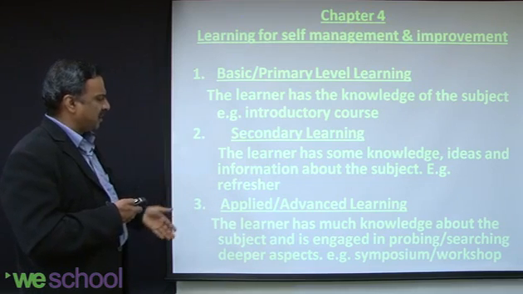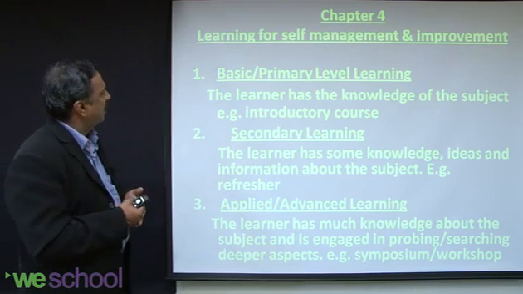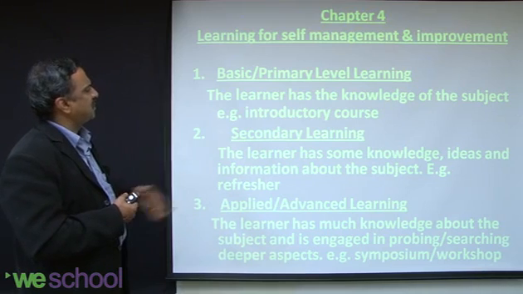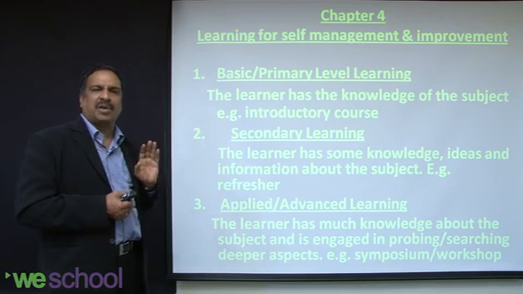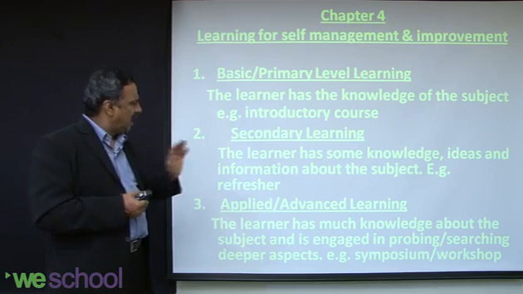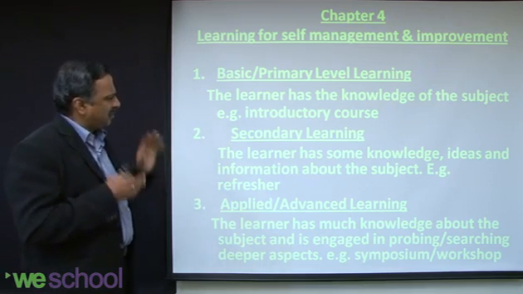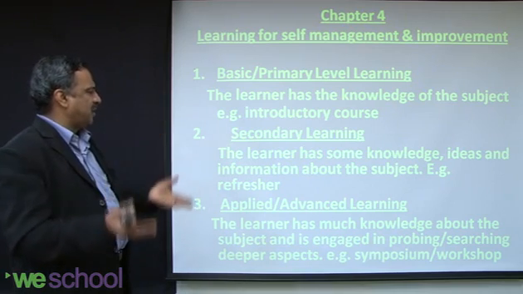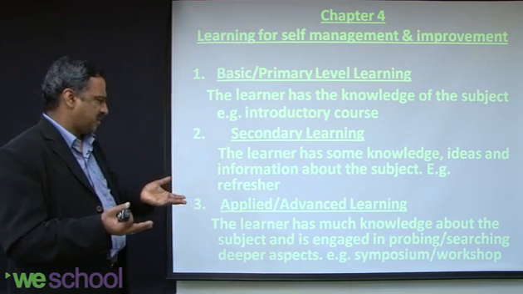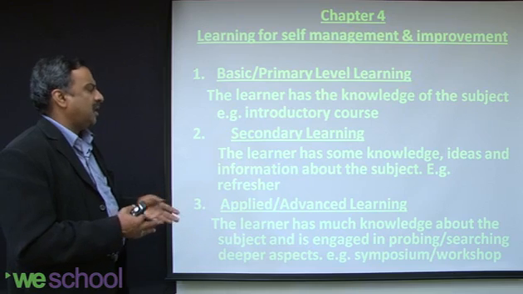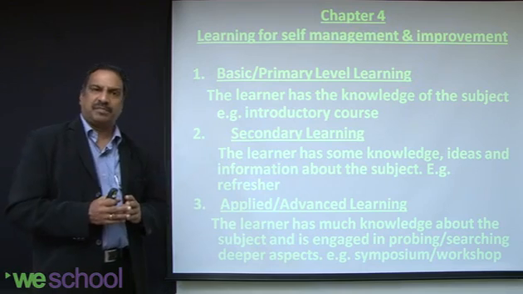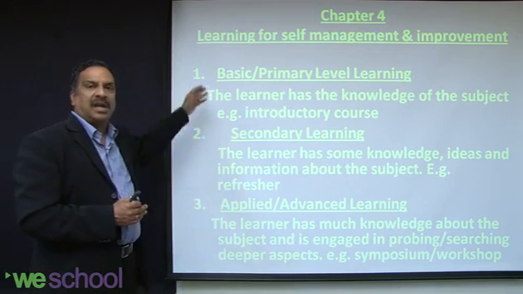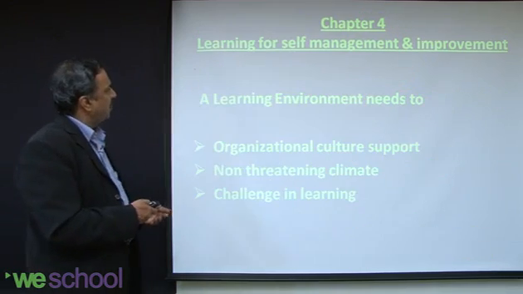Some few points are given here. The rest of it is there in the book. You can read it. The learner has the knowledge of the subject and introductory course. That is basic primary learning. He has some idea about what is what. Secondary learning will be some knowledge he has and he wants to expand his knowledge further and refresh it. Applied learning means he has much knowledge about the subject and he wants to get into the depth of research. So 3 different levels of learning, right?